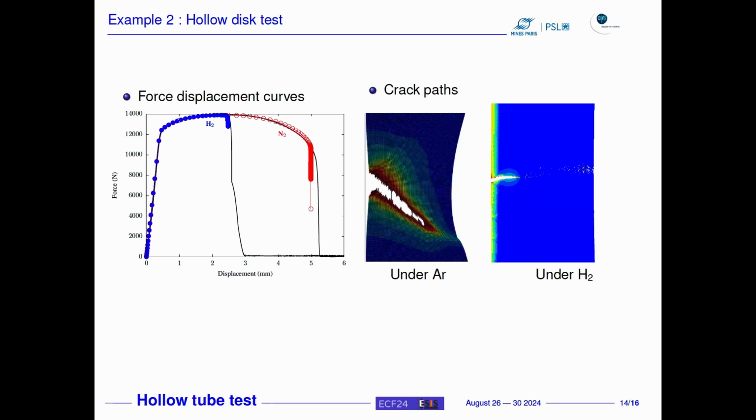So that's the pressure, that's the force displacement curve. That's under helium, that's under argon, not nitrogen, argon, but it's the same. We can reproduce the ductility change, but also, and it's more important from my point of view here, we can represent what we get: slant fracture when it's ductile and flat fracture under hydrogen.